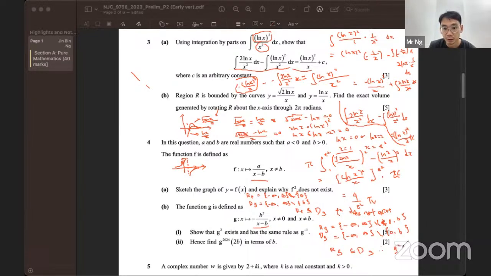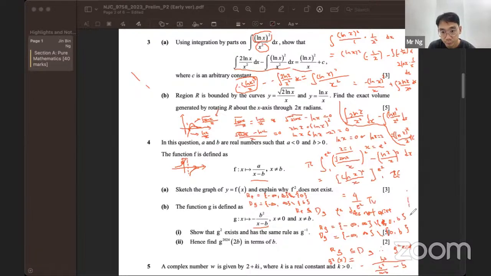Therefore, GG exists. Okay, composite exists, and G has the same rule. So, G2x equals to, if I make this into x, right, then we can say that G and G. Wait, oh no, wow, it's 5 marks. Okay. Minus b square over something minus b. Then after that, b square over x minus b.